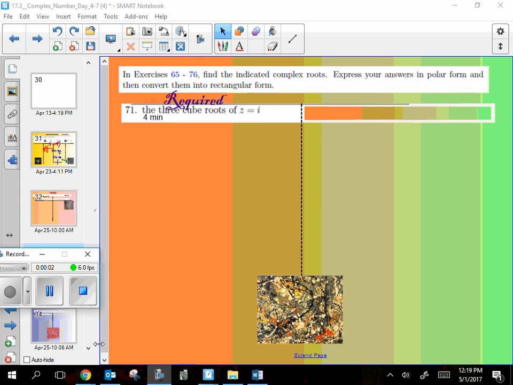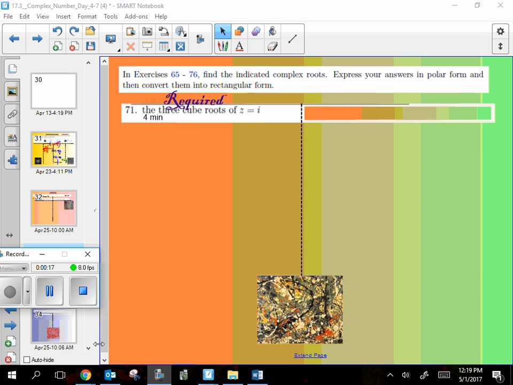Okay, so last night's homework. This is a typical question from last night's homework: the 3 cubed roots of blah. All right, what's new about today is we're just going to have one extra step.